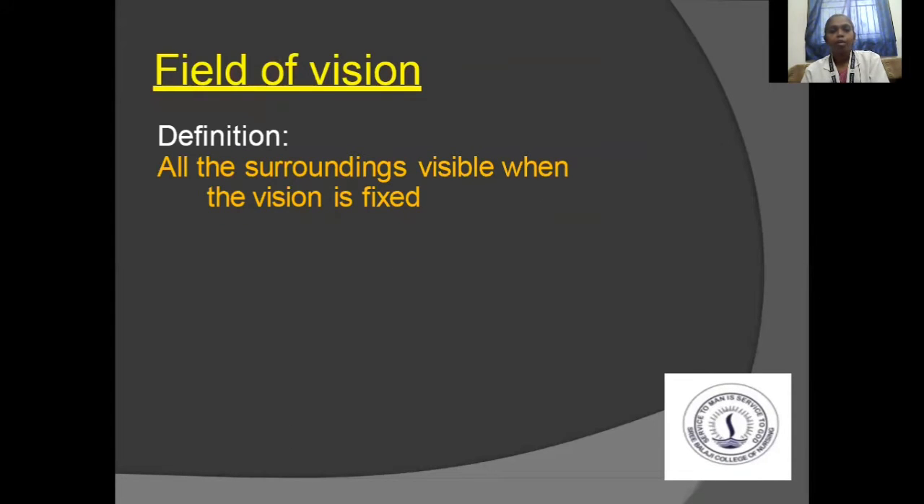Then depending upon the factors only, we can check whether the patient is having a normal field of vision. Field of vision means all the surroundings visible when the vision is fixed. So the image border is supposed to be perceived properly. All the surroundings are supposed to be visible when the vision is fixed. This is called field of vision.